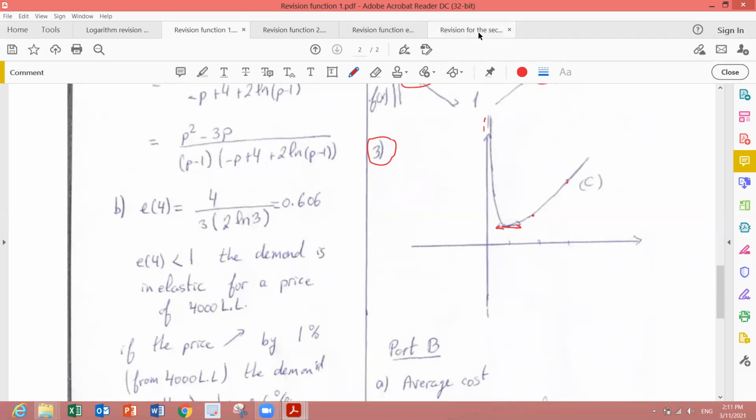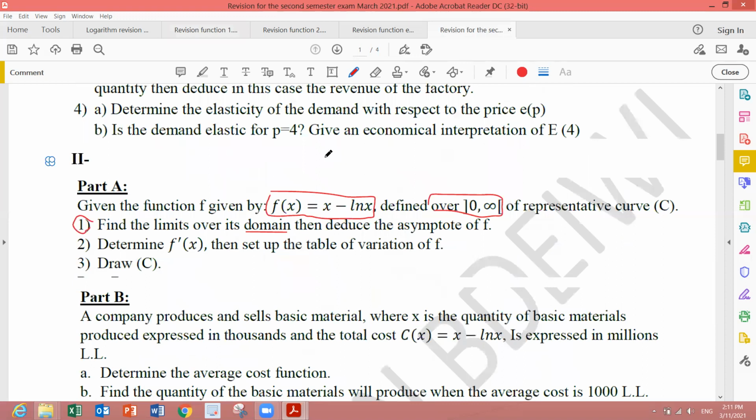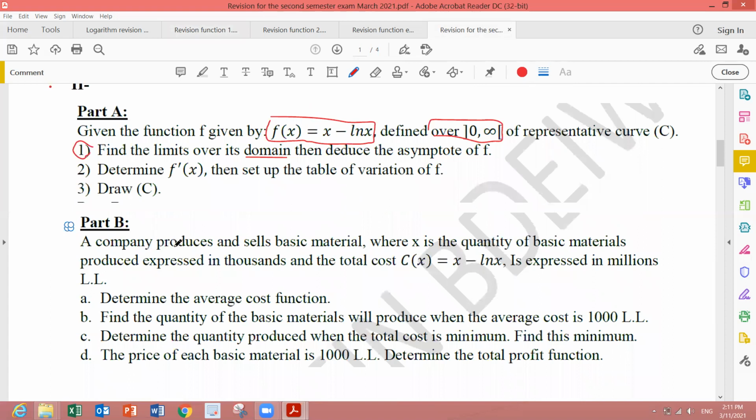Part B. A company produces and sells basic material, where x is the quantity of this basic material produced, expressed in thousands, and the total cost is expressed in millions of Lebanese lira. So we have the total cost in millions and x is the quantity in thousands. Part A: determine the average cost.